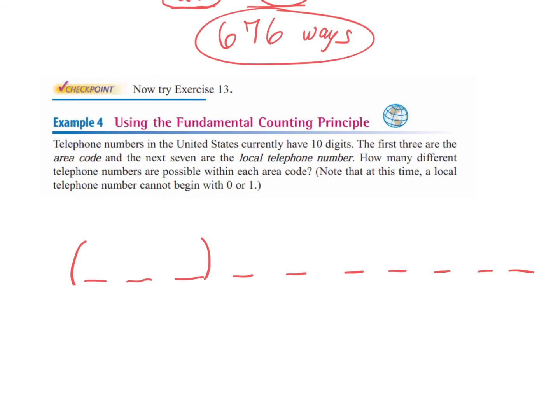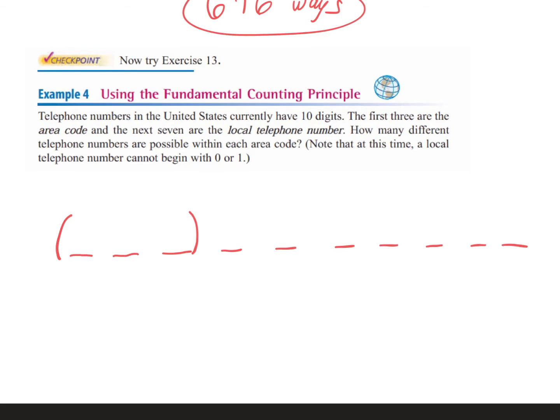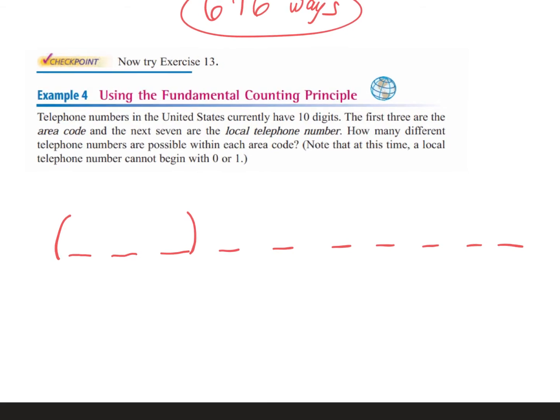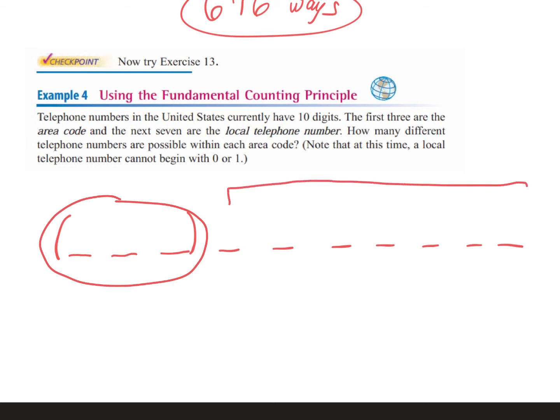Agreed? Right? Okay. So it says how many different telephone numbers are possible within each area code. So if they're talking about within each area code, do I have to account for anything in here? We're talking about these are all in the 954s or the 786. They want to know how many is in each area code. So I don't have to worry about those first few. All I have to worry about is the local number. All right, this is our local number.